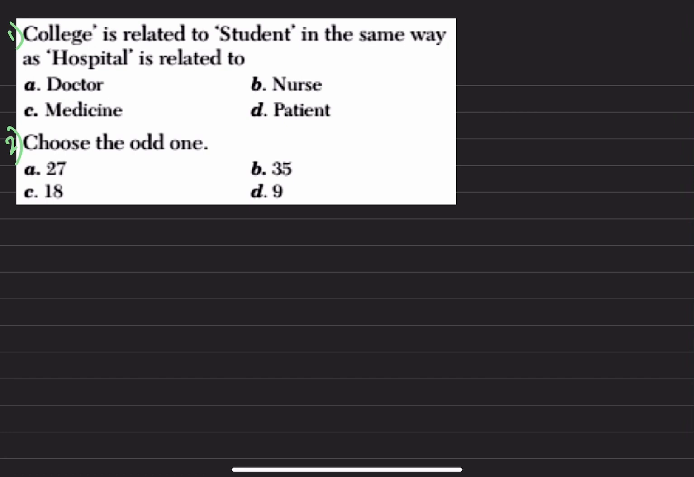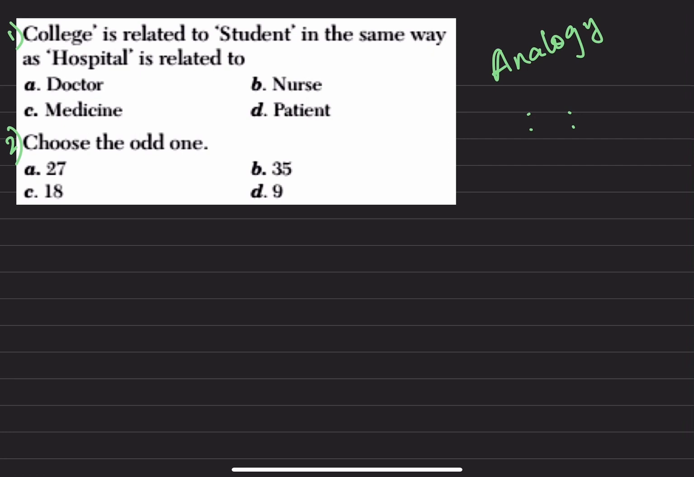College is related to student in the same way as hospital is related to dash. So this is an analogy type question. Not so obvious, but yeah, this is an analogy or relation type question. They're saying college is related to student. So why do students go to college? To gain education, right? So that's how they are related.